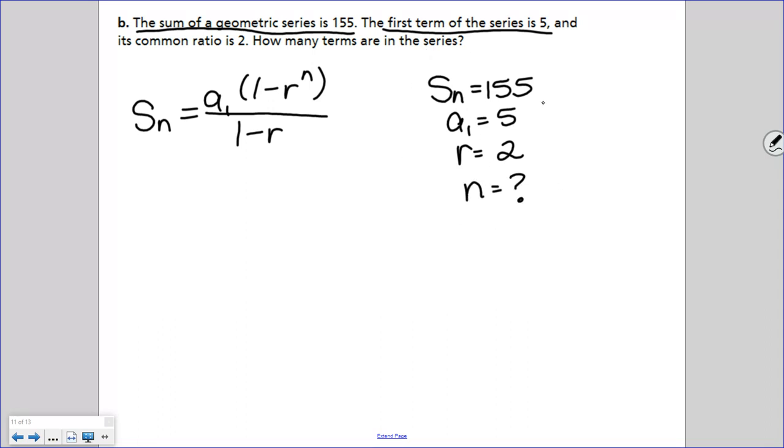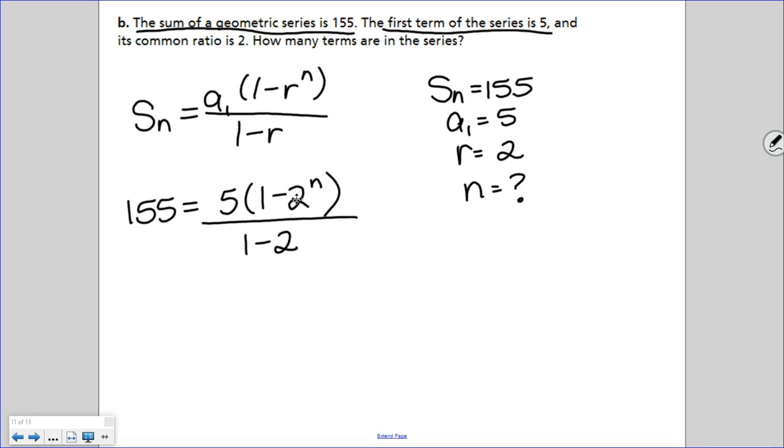So I'm going to substitute what I know into my formula. 155 equals 5 times 1 minus 2 to the n over 1 minus 2. And then I can simplify. Now I can't combine this 1 and 2 because order of operations says you raise the 2 to the n, then subtract it from 1, but I can subtract here. 1 minus 2 is negative 1. So then I'm going to try to isolate this 2 to the n. So it looks like I can multiply both sides by negative 1.